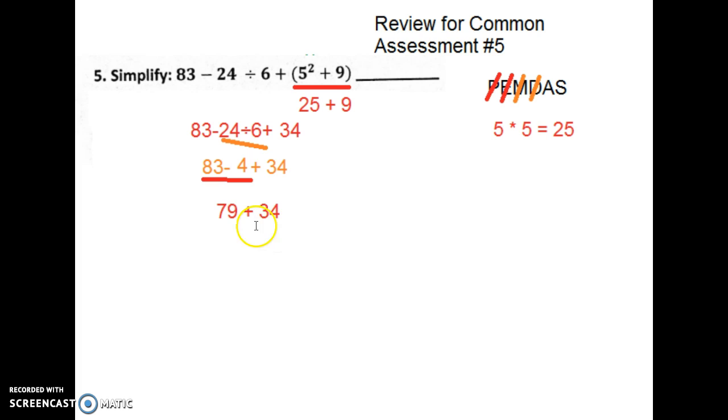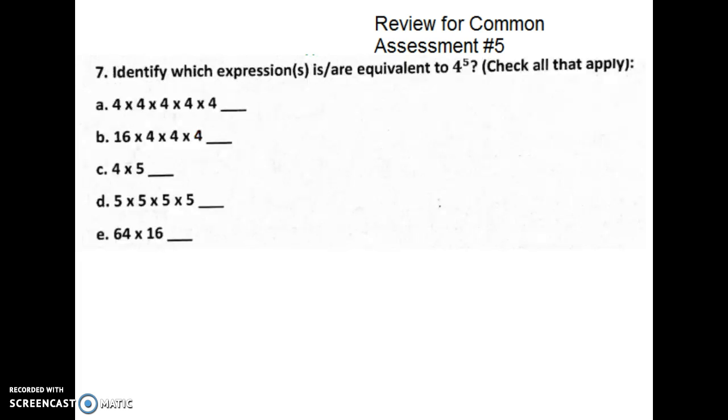That's how we got there. Okay? Order of operations, that's the same for number 6. Think of PEMDAS: parentheses, exponents, multiplication, division, adding, or subtraction. Number 7 should be kind of a review from the quiz we had last week.